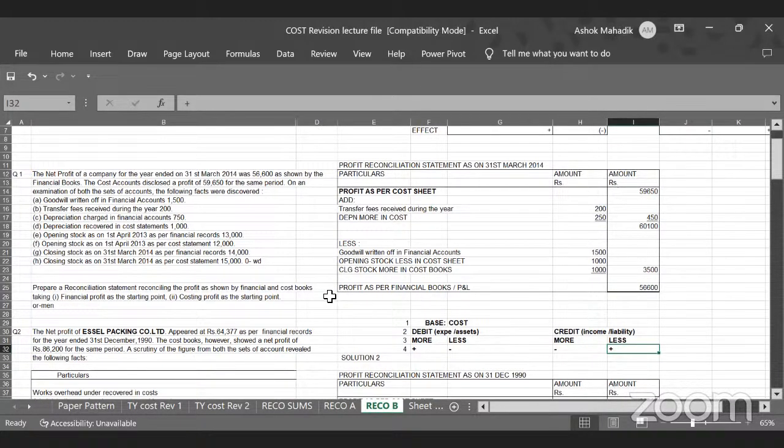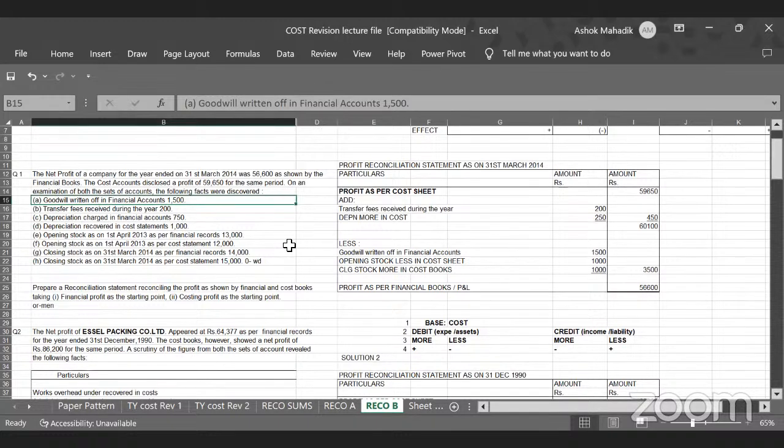Clear? Now let us solve this sum completely from the beginning. Two profits were given to us: costing as well as financial. So we started with costing profit. I wrote next to base that cost is my base. So more or less I have to identify in cost. Is it more in cost or less in cost, that I have to identify, nothing else. So first item, goodwill written off in financial accounts.